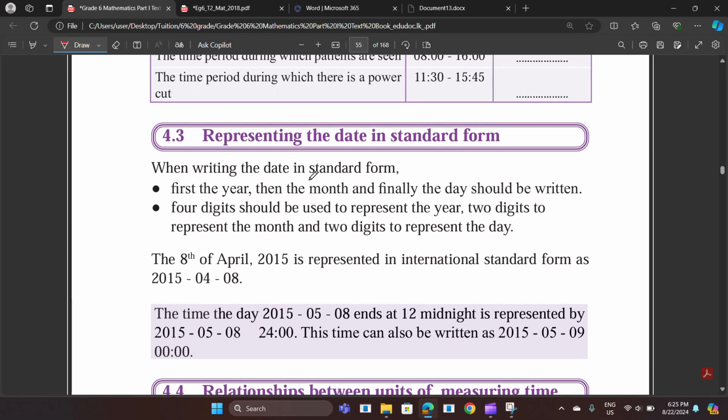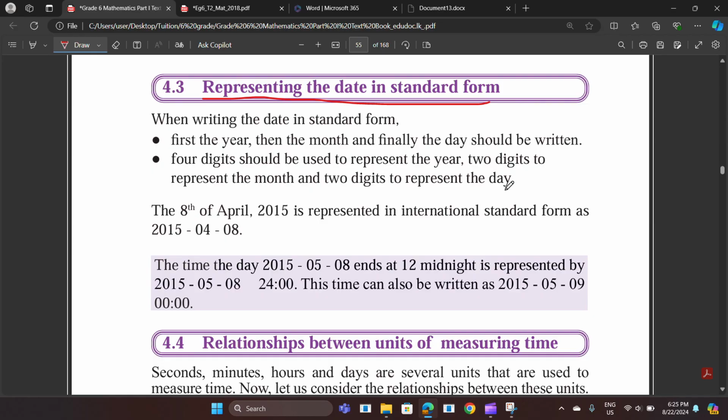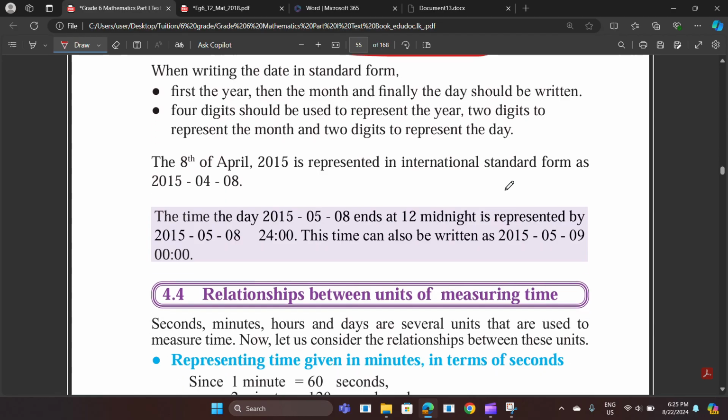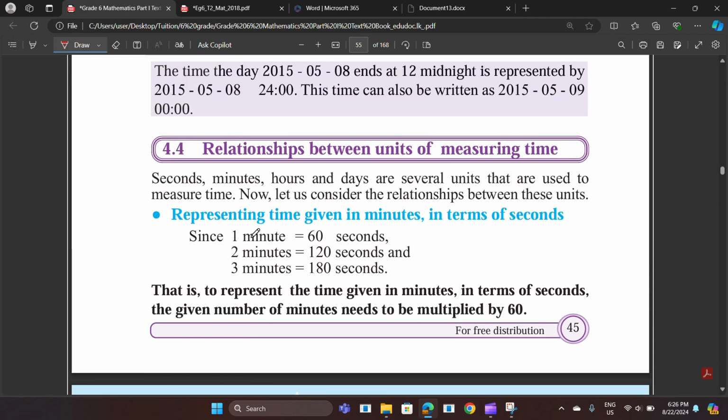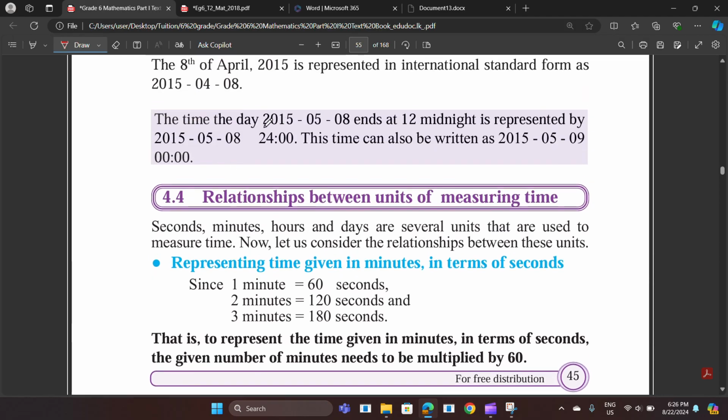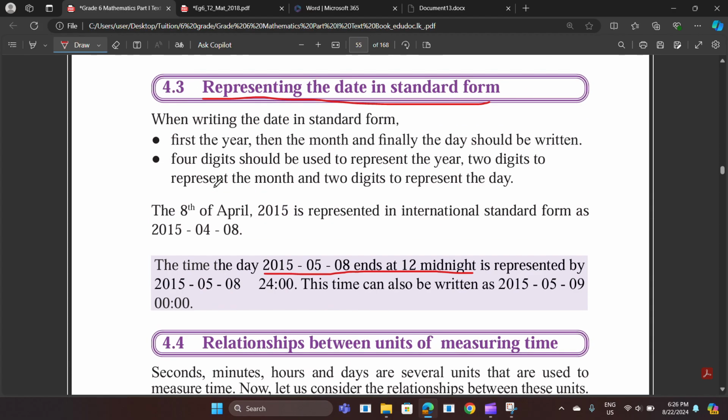Okay, representing the date in standard form. Here it is. Representing the date in standard form. As you learned before, this is also very easy. If there is an example, let's cover it from this example. The time, day 2015, fifth month, May 8 ends at 12 midnight. Is represented by. Okay, let's represent it first.